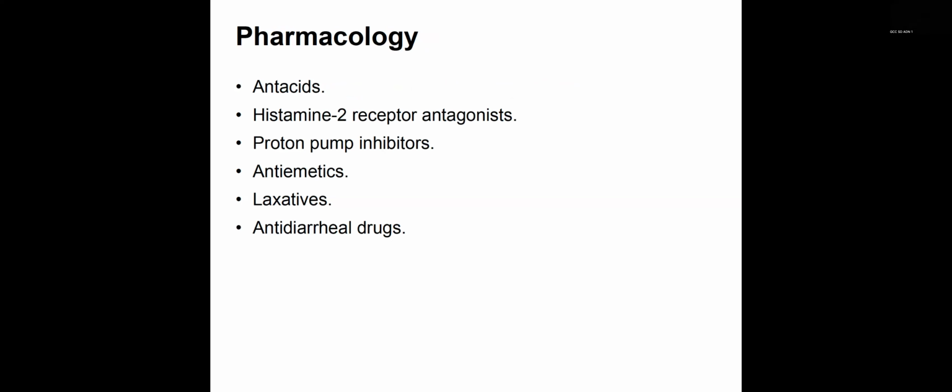So pharmacology here. We're looking at pharmacology. There are different medications that they use to treat these gastrointestinal diseases. So antacids, these are medications used to neutralize stomach acid. So any kind of heartburn, indigestion, right? Examples would be calcium carbonate.